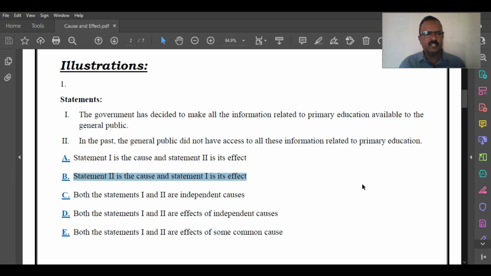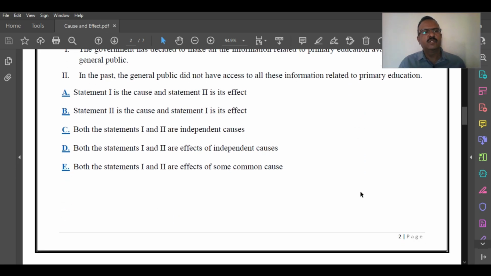Now read the second statement. In the past, the general public did not have access to all this information related to primary education, meaning the general public could not have any access to any of the information which was related to primary education. So this is a fact. So what is the effect? The government has decided to make all the information related to primary education available to the general public. So statement 2 is the cause and statement 1 is its effect. So the answer is B.